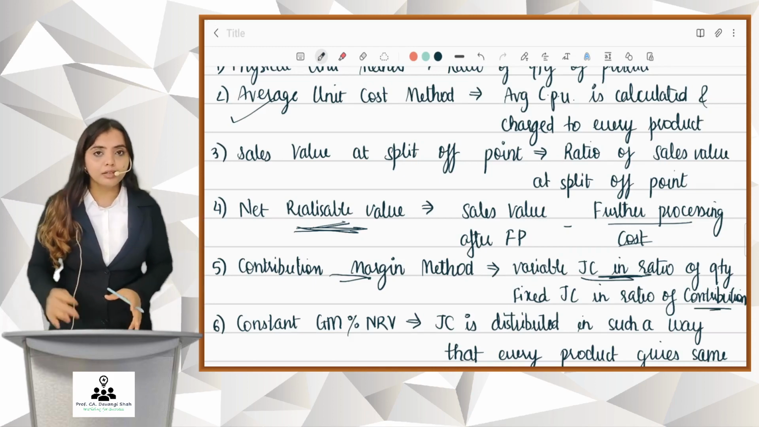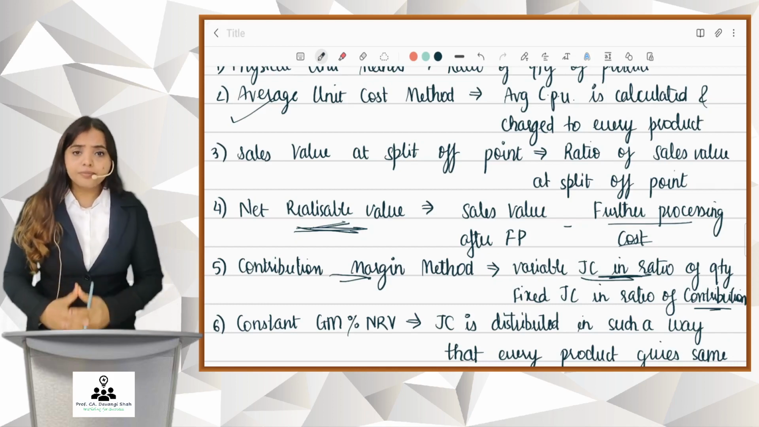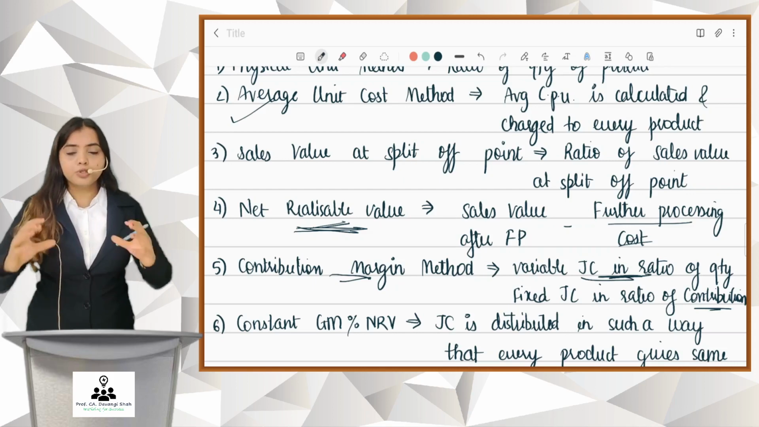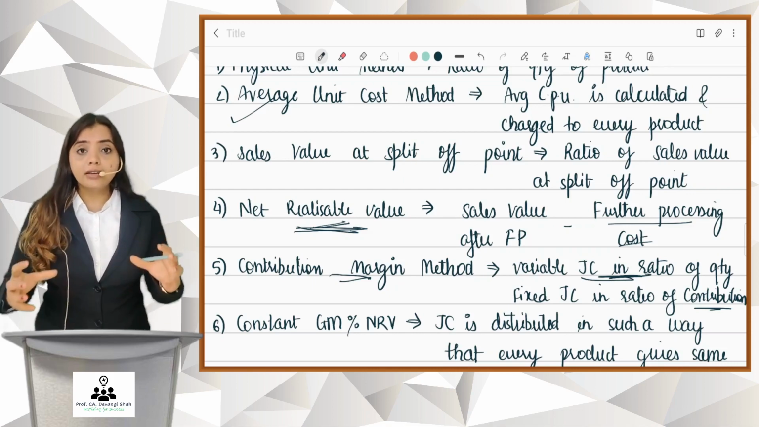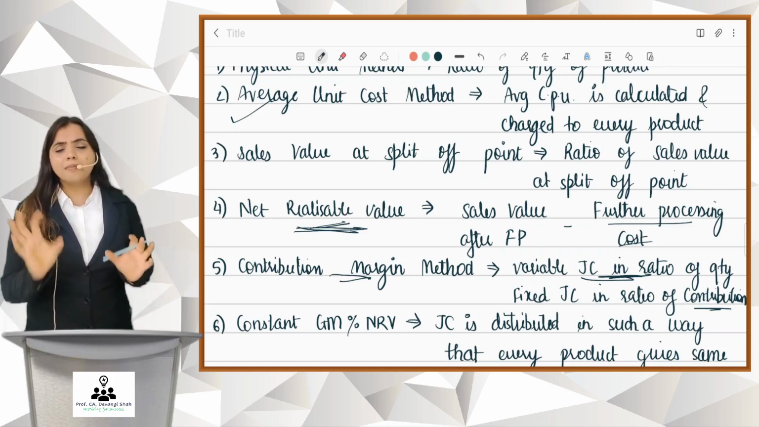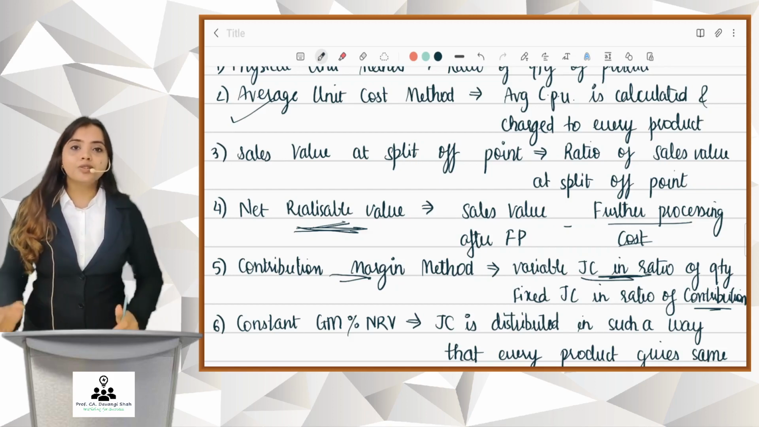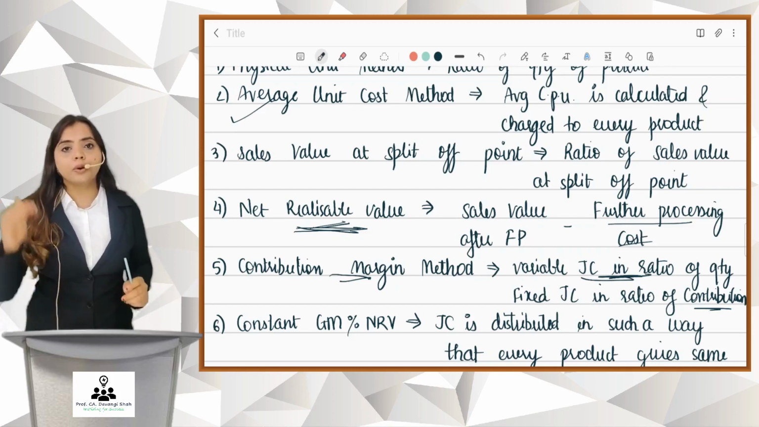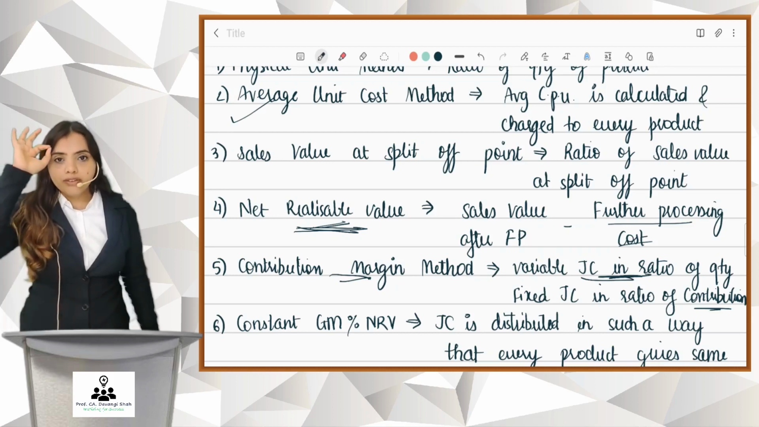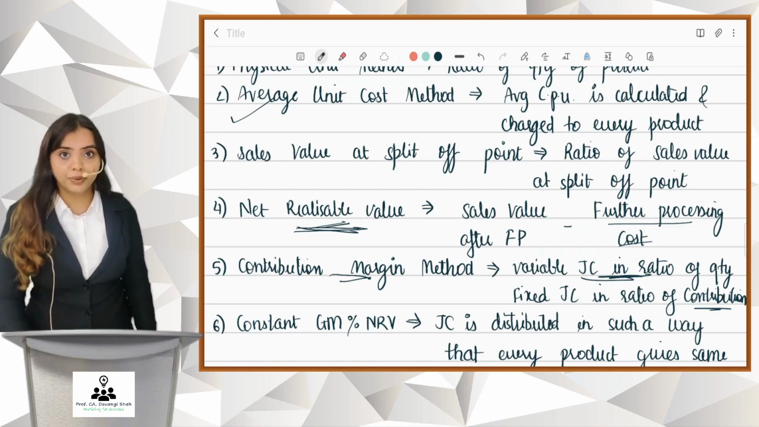And the last method is the constant gross margin percentage method. This method says to apportion the joint cost in such a way that the gross margin percentage is the same for all the products. This is just a mathematical setup, but this is one method in your syllabus. So these are the 6 methods which are used to apportion the joint cost. You must know these methods. You have to solve at least one sum of each of these methods, and do not forget to watch the video.